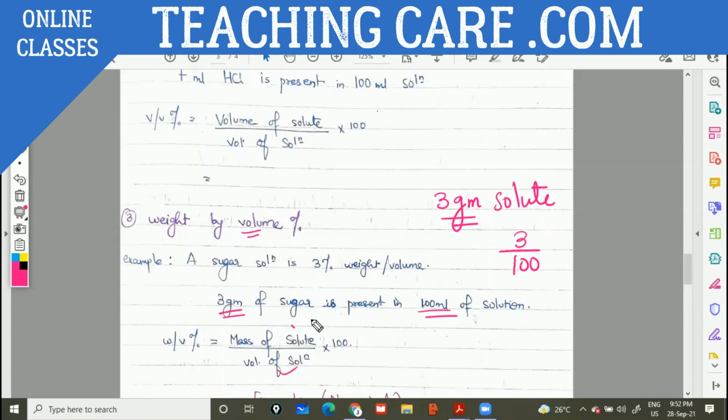Volume of solution, mass of solute into 100. So 100 gets cancelled off. This is equal to 3%. Got it? Yes, ma'am.